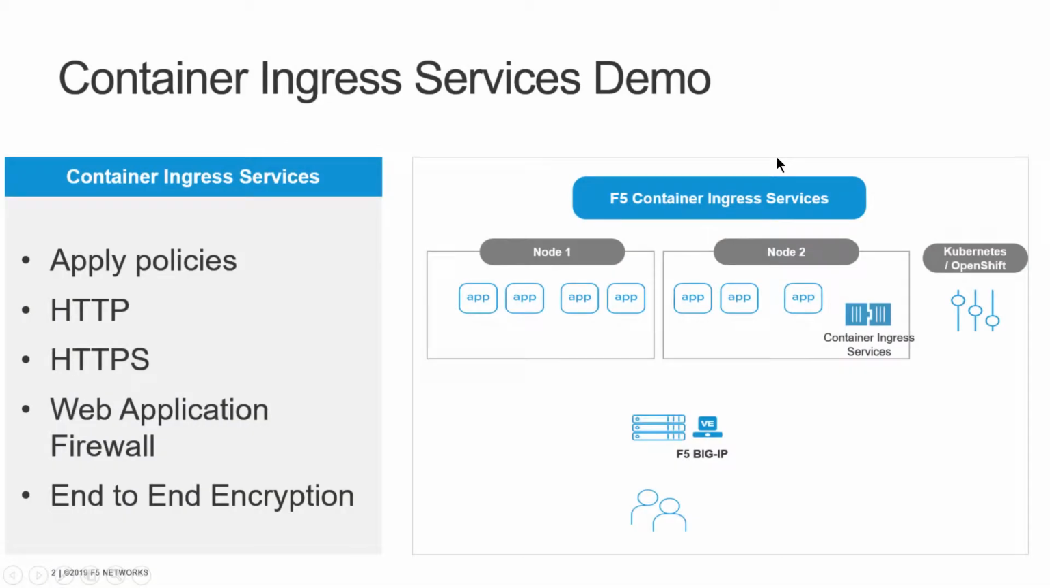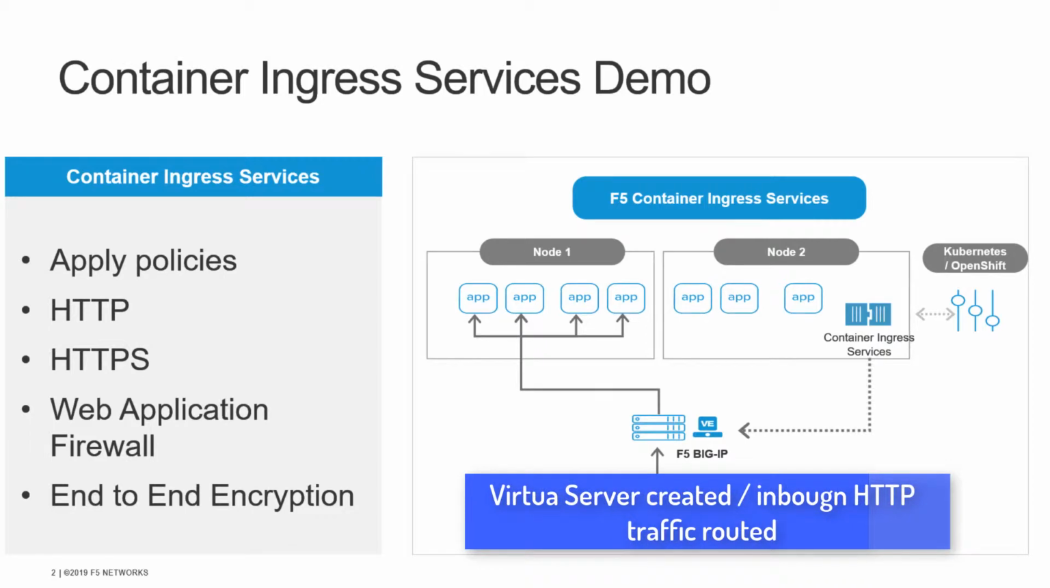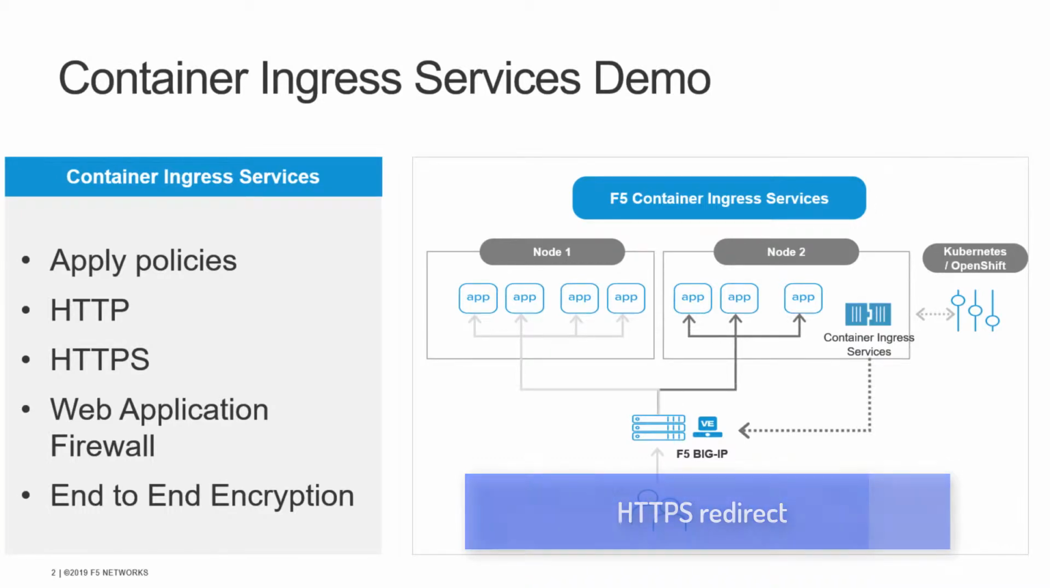In today's demo, we're going to secure traffic going into and leaving a Kubernetes-based app. First, we're going to retrieve our policies from GitHub. These policies will, in turn, establish a front-end virtual server that passes incoming requests to the appropriate endpoint in the Kubernetes cluster via HTTP. We'll then apply an HTTPS redirect.